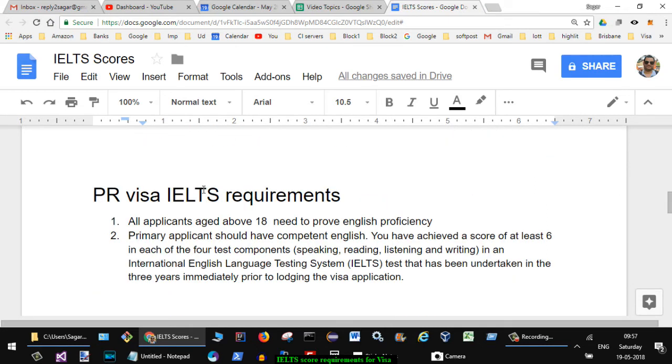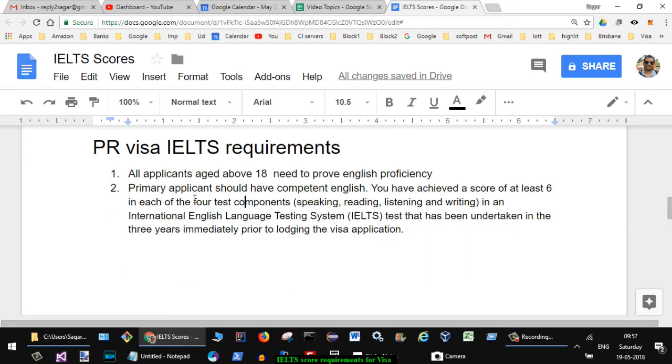Now let us move on to the PR visa, that is the permanent visa. For a permanent visa, you need to have higher English IELTS scores. Another thing is that all applicants need to appear for the IELTS. In the short-term visa, your dependent partner does not need to appear for the IELTS exam, but in the PR case you need to prove the English proficiency of all the adult applicants. For the primary applicant there are different rules, and for secondary applicants or dependents there are different rules or scores. The primary applicant should have competent English.